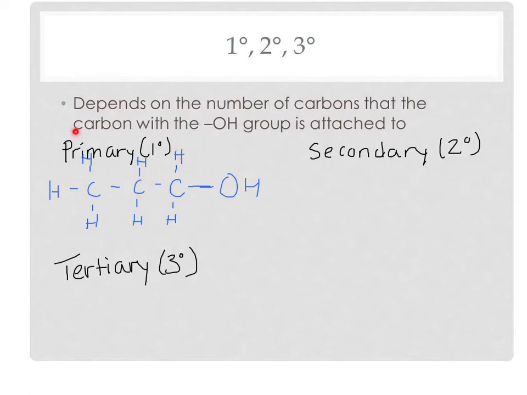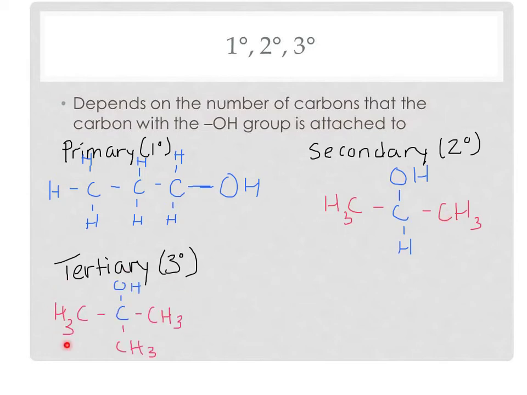So we call this a primary alcohol. However, if we look at this alcohol over here, we can see that the carbon that has the hydroxyl group attached to it is bonded to 2 other carbons, one here and one here. So we call this a secondary alcohol. The carbon with the hydroxyl group is attached to 2 other carbons.